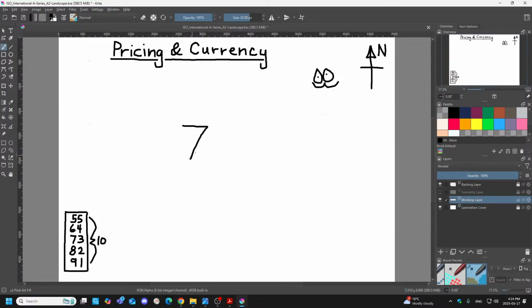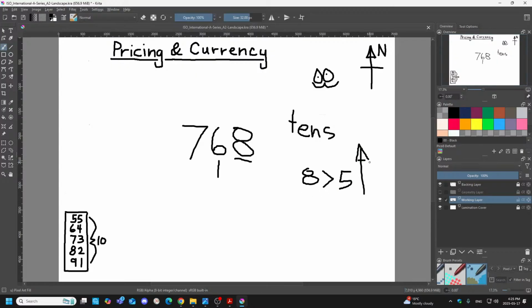$7.68. Again, we know the decimal's there, right? It's just a whole number. Tens. Ones, tens. So we're rounding to there. 8 is greater than 5. Therefore, we're rounding up. So our answer is going to be 770.